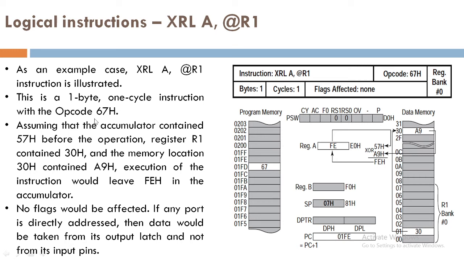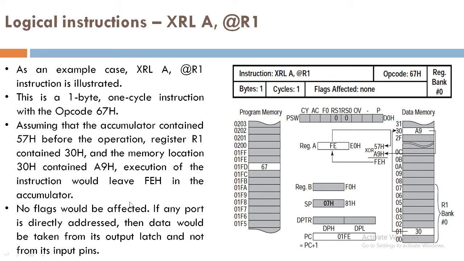So here the example says that the operational code of this particular instruction is 67, and in this case again we are considering the accumulator content as 57, and before the operation the register R1 content was 30, but that 30 is the address of the actual content, which is at address 30, which is nothing but A9. So execution of this will provide us the value FE in the accumulator.